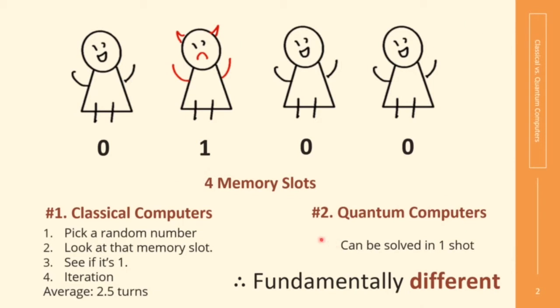The second method uses the quantum computer, but surprisingly, such a method only solves this problem in one shot. From this, we can easily realize that the 2 types of computers are fundamentally different. Now let's delve deeper into how quantum computers actually work.